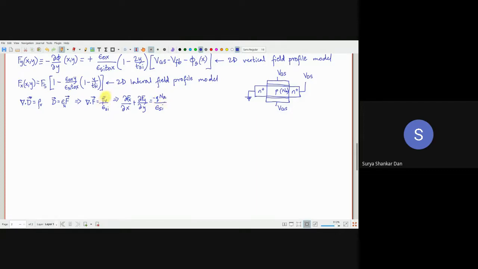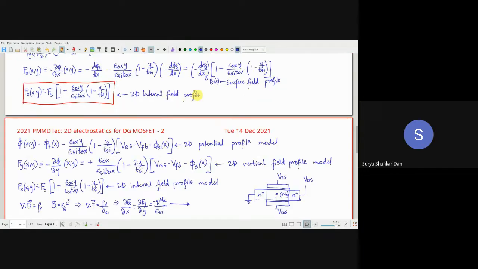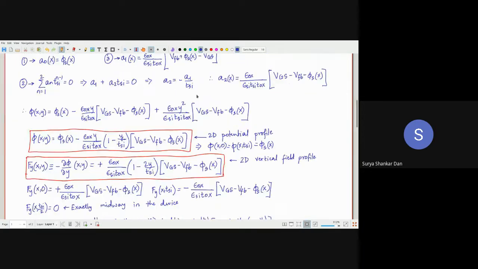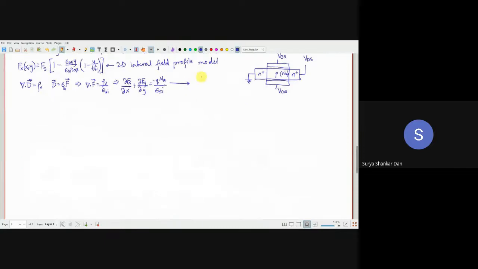Rho v is the volume charge density, so that means Coulomb per centimeter cube. Na is the number of dopant atoms, acceptor atoms, per centimeter cube. Minus q is the Coulomb charge. So basically you are getting the same. Very good. Once we have got this, let us put it as equation number 1 for today's lecture.